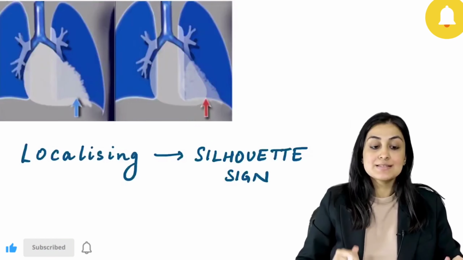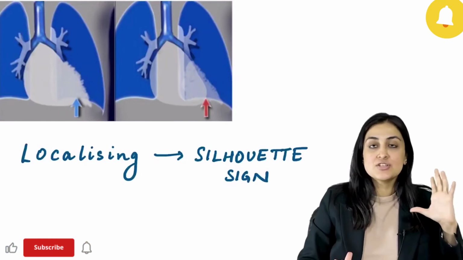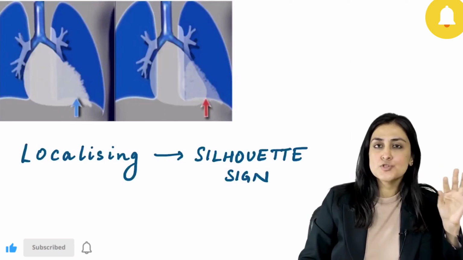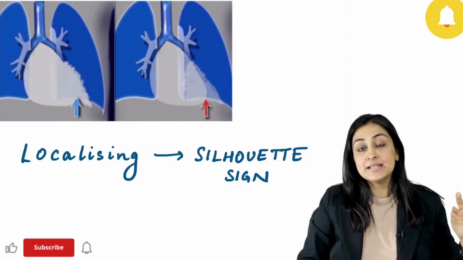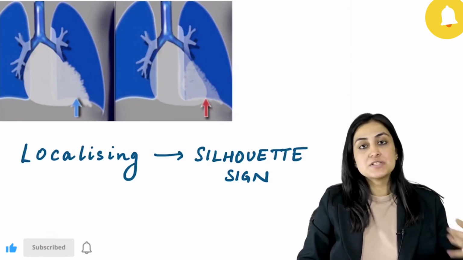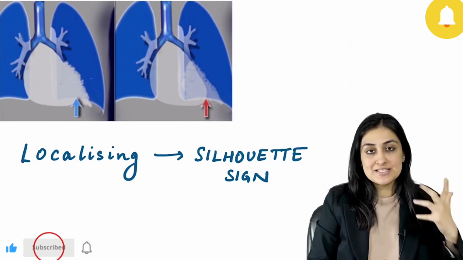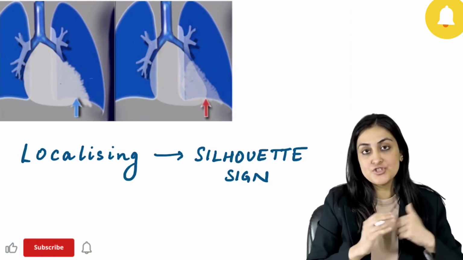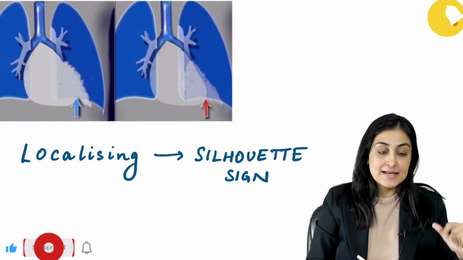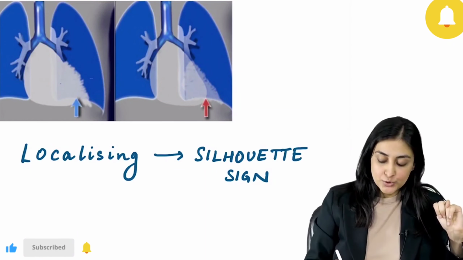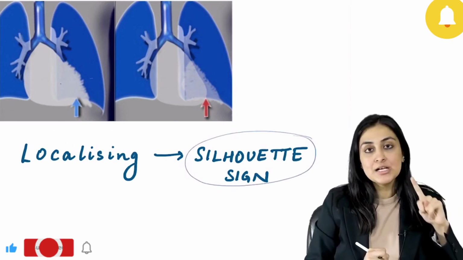So now let's have a look at the silhouette sign. Anytime we see such opacity, the right upper lobe was quite easy to figure out, but for the other lobes it becomes difficult to localize whether it's in the middle lobe or the lower lobe when we see an opacity here because of the overlap on a chest X-ray. So to localize whether it's in the middle lobe or the lower lobe, we use the silhouette sign.